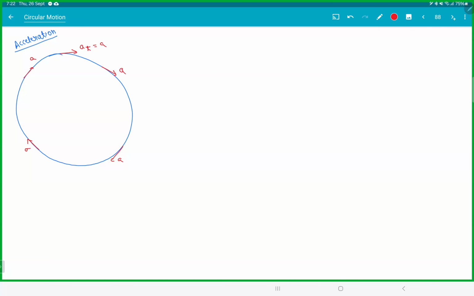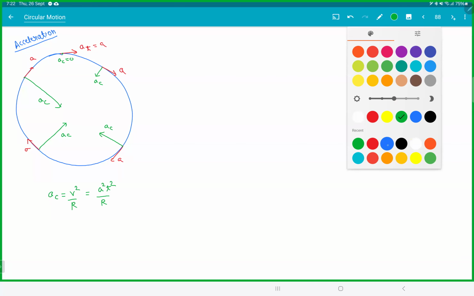But look at a centripetal. A centripetal here was 0. Here a centripetal is like this. Here a centripetal is a little big. Here a centripetal is pretty big. Here a centripetal is even larger. Basically, as time passes, a centripetal becomes bigger and bigger. The reason? A centripetal is v square by R, and what is v? At. So a square t square by R. So a centripetal is increasing in magnitude. The vector becomes bigger and bigger.